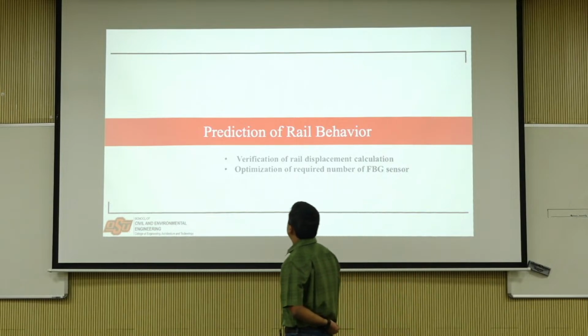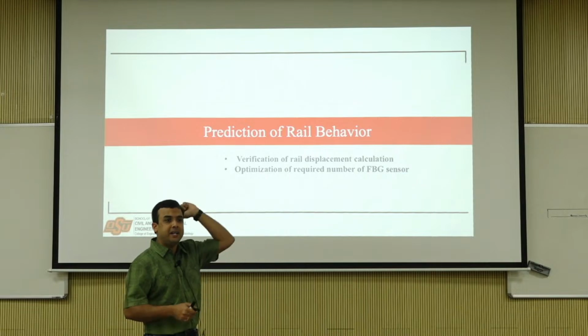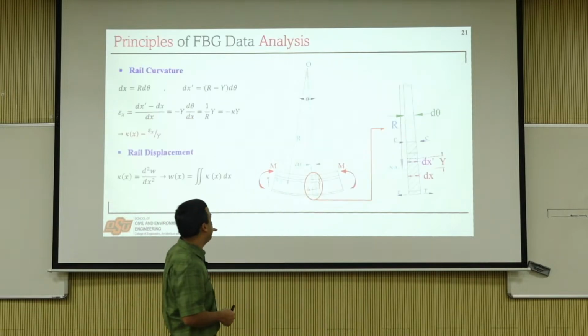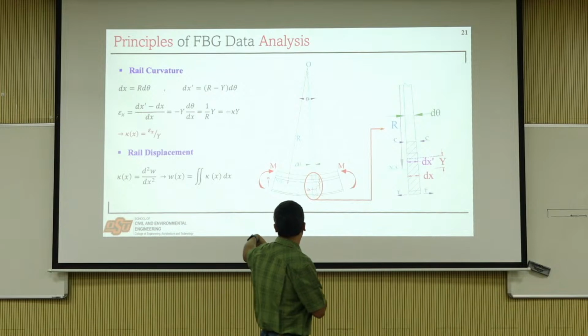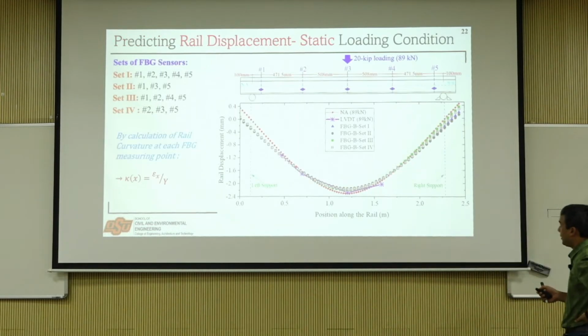So then we said, okay, can we predict rail behavior now? Can we predict force? Can we predict deflection just by axial strain measurement? So this is the underlying theory, the curvature, double integration and stuff like that. You probably know this, most of you.